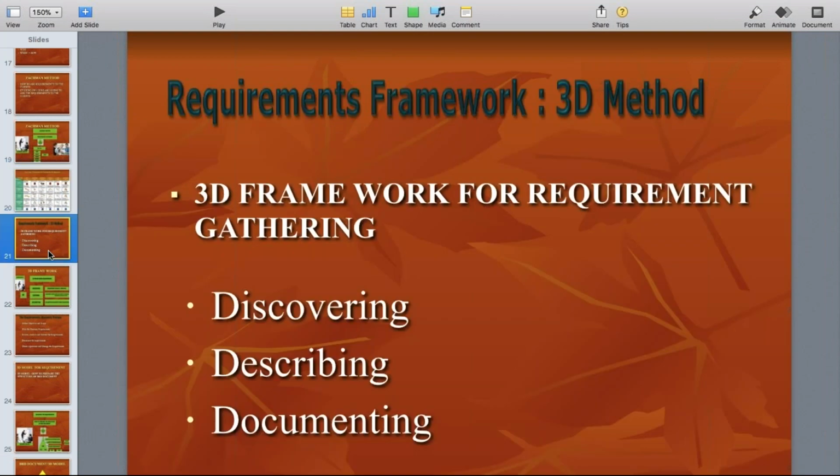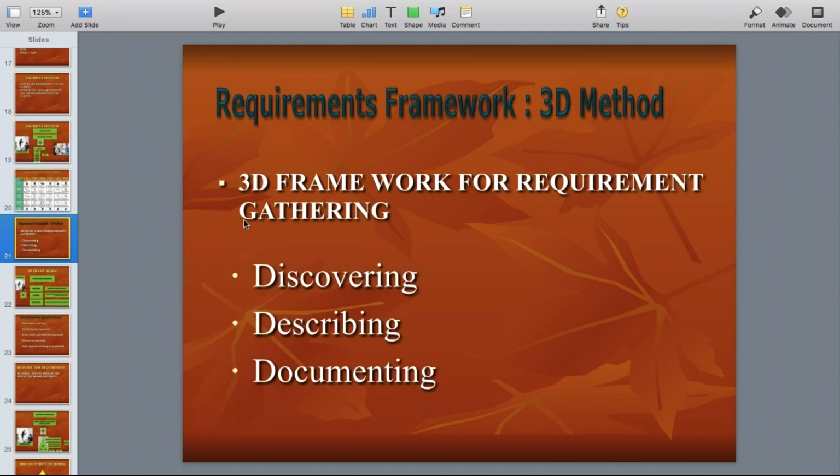Okay. Next we have the 3D method. 3Ds means, see, sometimes what happens is the client may request you to come up with a new idea or a new thought. We also call it a brainstorming session.